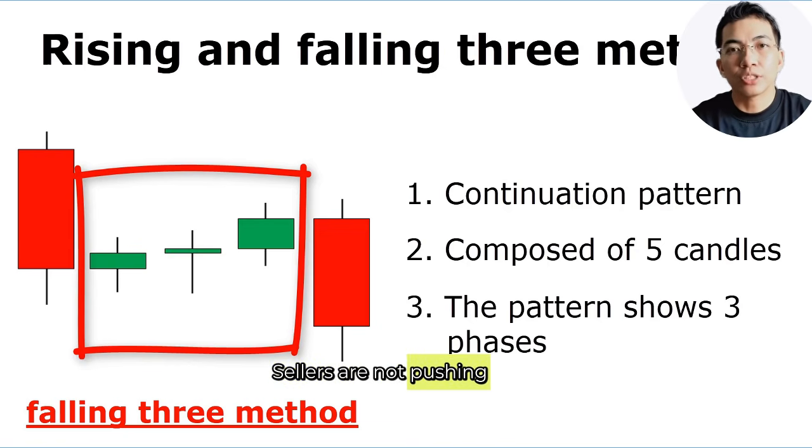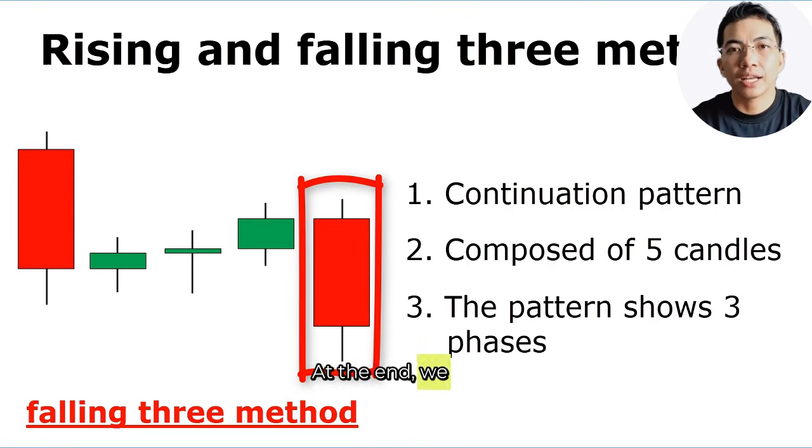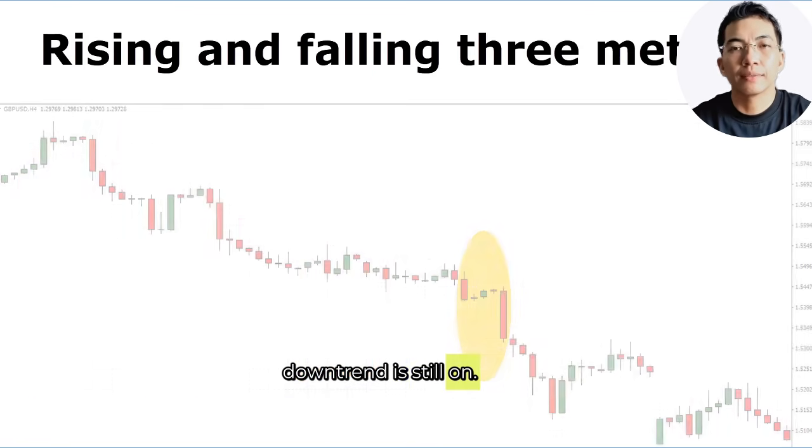Sellers are not pushing the price any farther, and buyers don't seem to have the power to react. You can also expect that the trading volume during this period is very low. It's like sellers and buyers are playing a chess game and they are both thinking about their next move. At the end, we have a long red candle that closes below the closing price of the first candle. The market has a new low and the downtrend is still on.